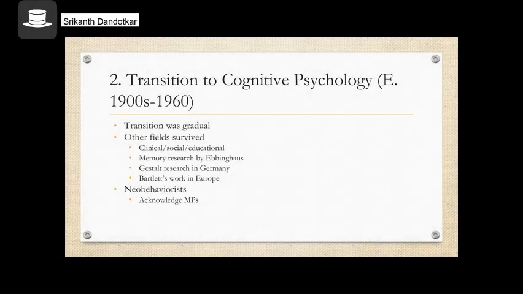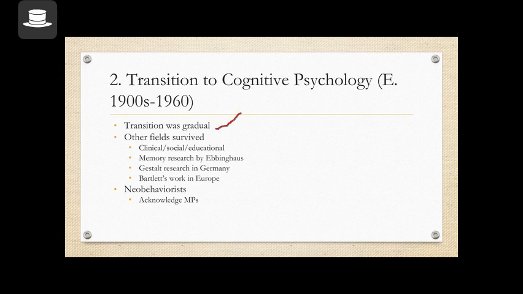If 1913 is the birth year of behaviorism, 1960 is the birth year of cognitive psychology. But the 1959 review of the 1957 book by Chomsky is the one that laid the foundation for cognitive psychology. The transition was not that sudden, though. It's not that something happened in '59 and cognitive psychology was born overnight in a year. No, that was not the case.